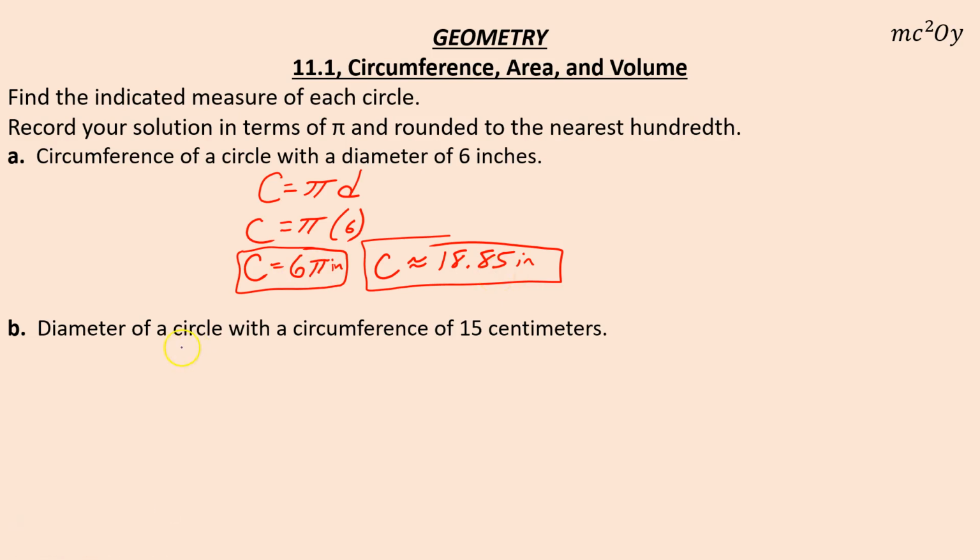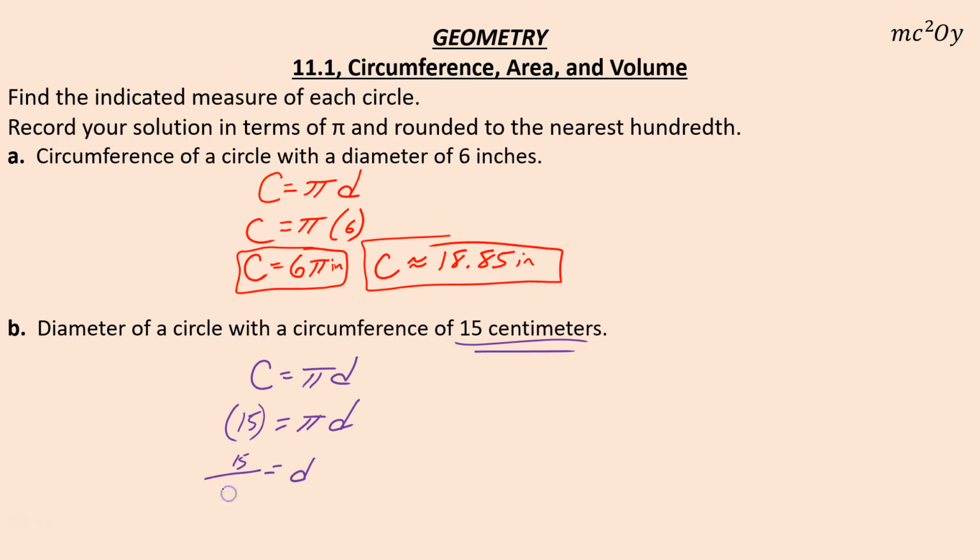All right, the diameter of a circle with a circumference of 15 centimeters. So find the diameter of the circle. I could use the same formula, C equals pi d. It's just this time I don't know the diameter, but I do know the circumference. So we substitute that in for C equals pi times diameter. So the diameter is equal to 15 over pi.